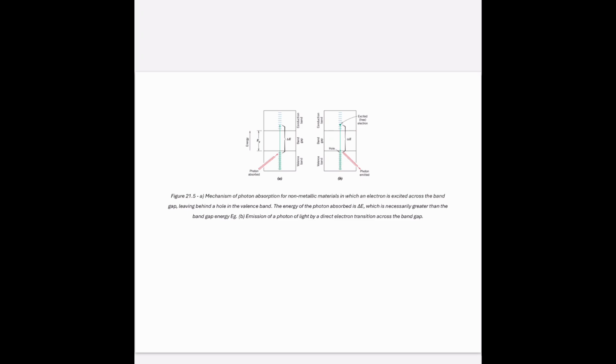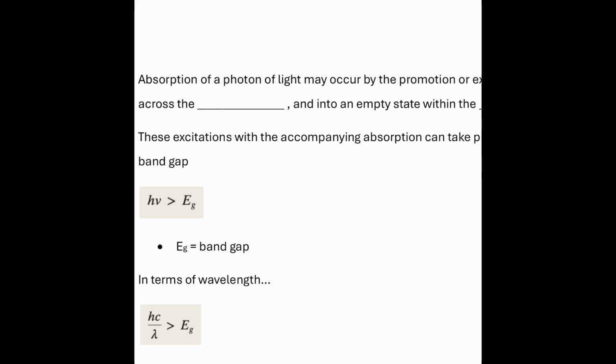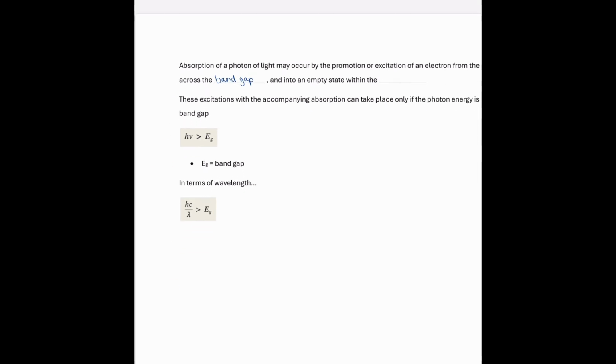And in diagram B, we see the emission of a photon of light by a direct electron transition across the band gap. Then we have absorption of a photon of light, which may occur by the promotion or excitation of an electron from a nearly filled valence band across, as we just talked about, the band gap and into an empty state within the conduction band.